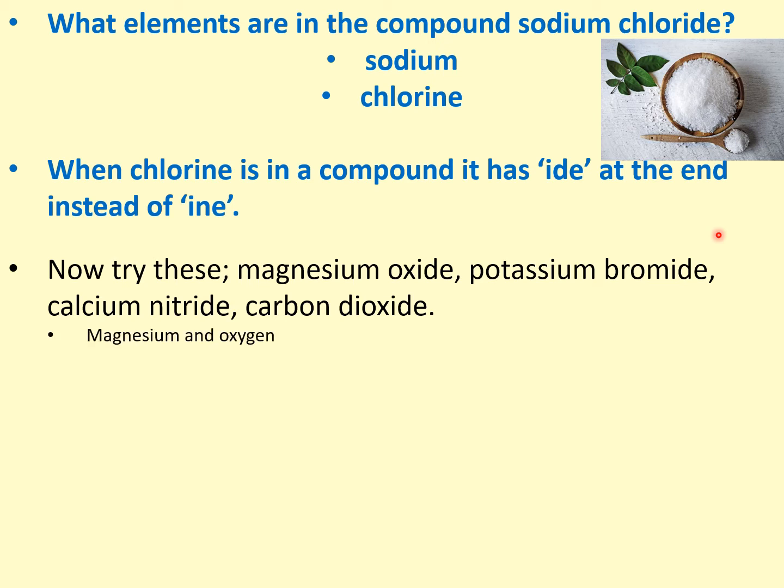All right, so magnesium oxide is magnesium and oxygen. Potassium bromide is potassium and bromine. Calcium nitride is calcium and nitrogen. And carbon dioxide, don't be fooled by the di, it's just carbon and oxygen.